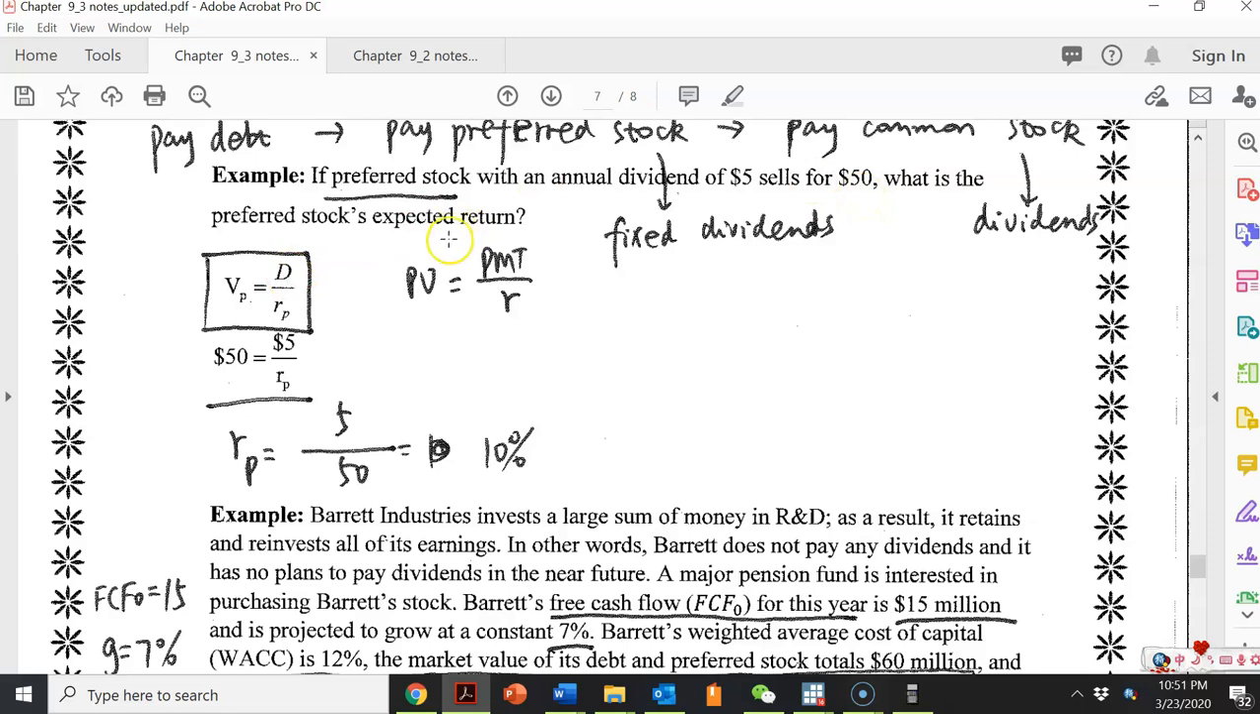For a perpetuity, we know the present value of a perpetuity is payment over R. For the preferred stock here, the value of the preferred stock equals dividend divided by the return of the preferred stock. The payment of the perpetuity here becomes the dividend, $5. So the stock price 50 equals the $5 dividend over R, the stock return. So stock return becomes 5 over 50, which is 10%. The preferred stock formula is very similar to the perpetuity formula.